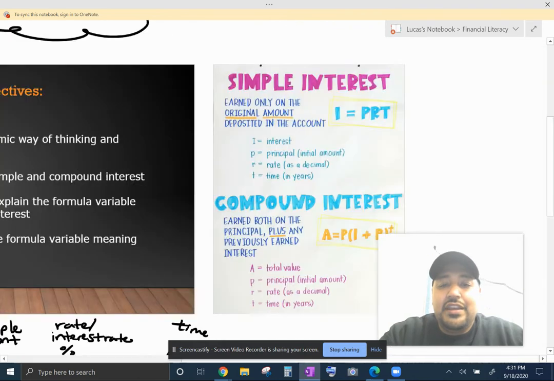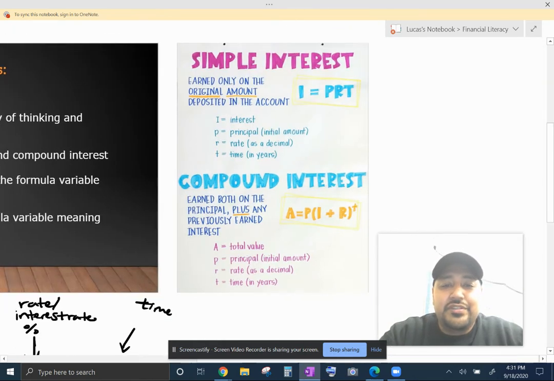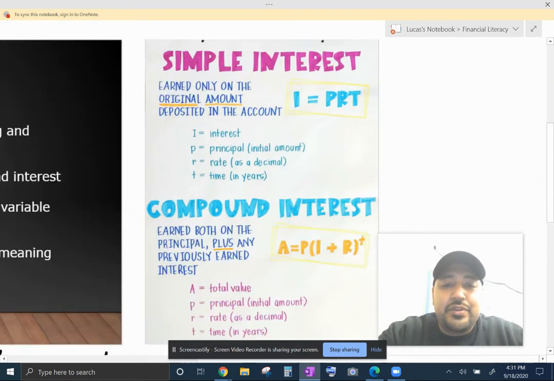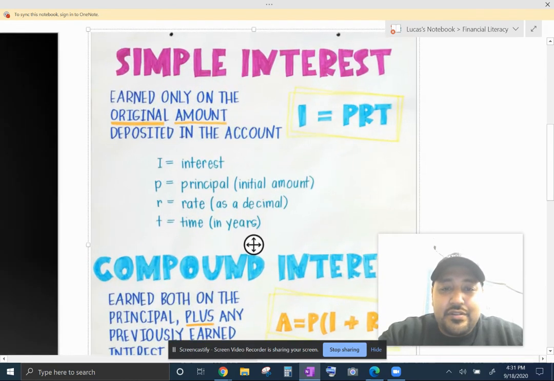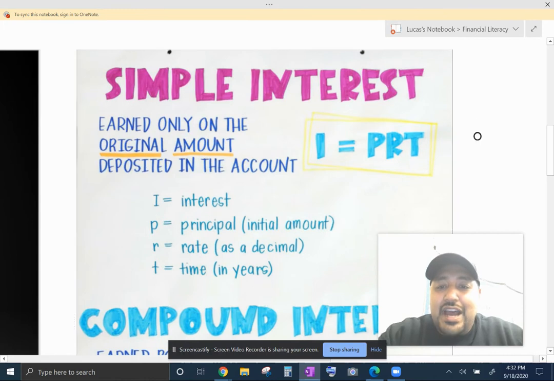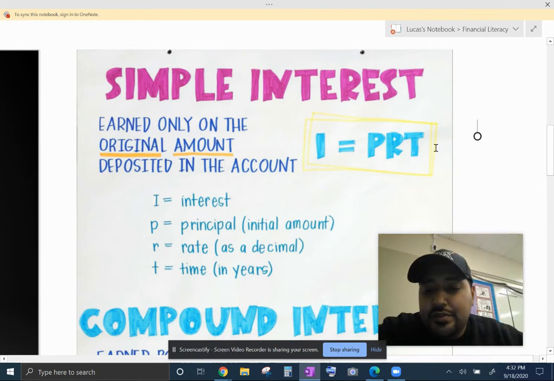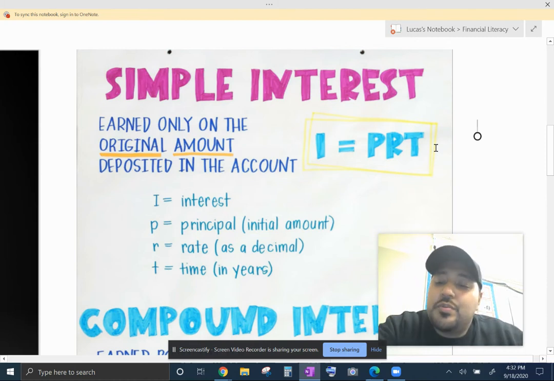So here is our simple interest formula right here. It says I equals PRT. Now, I, P, R, and T are variables. Some of these variables will be given to you, and some will not. And you are supposed to solve for the one that is not given to you.